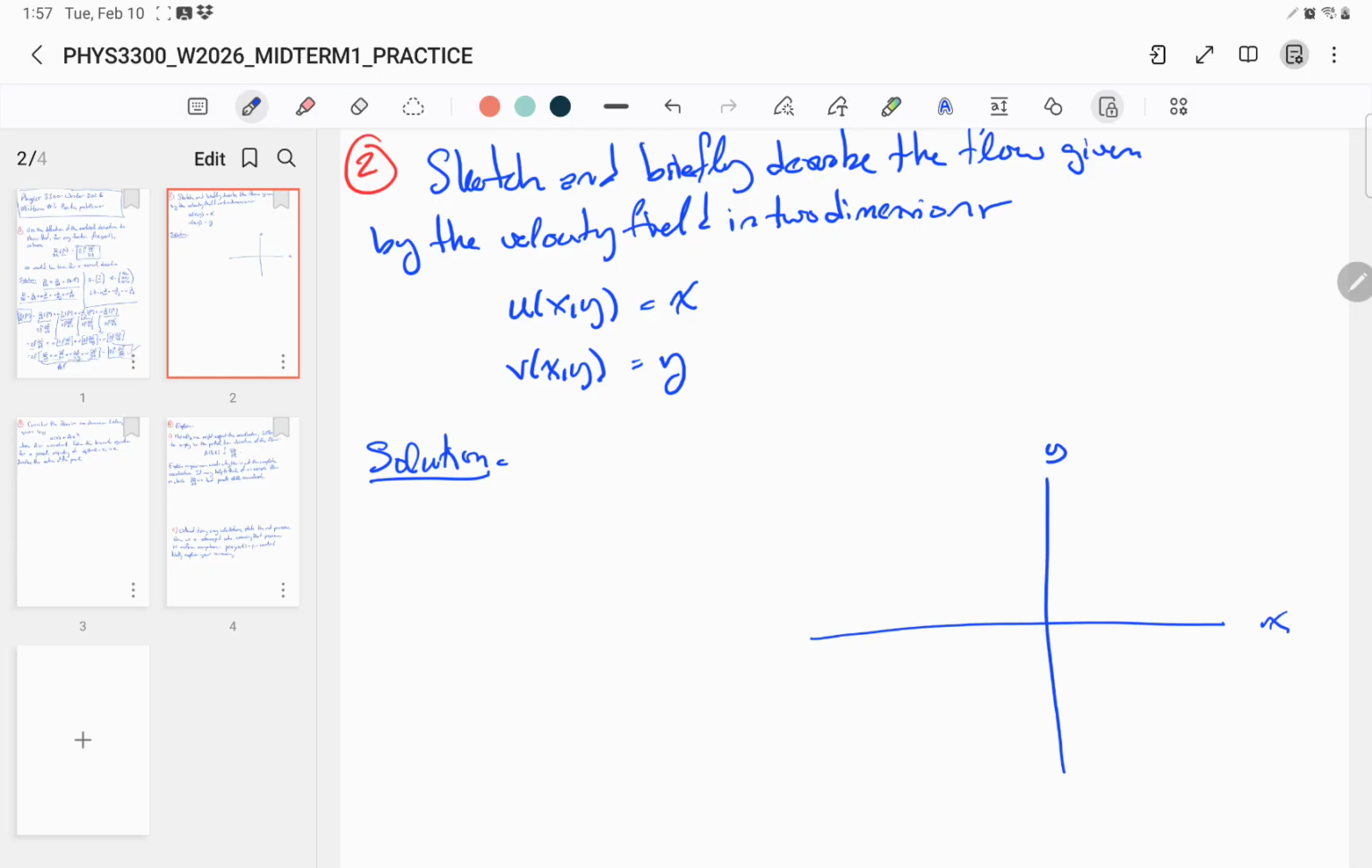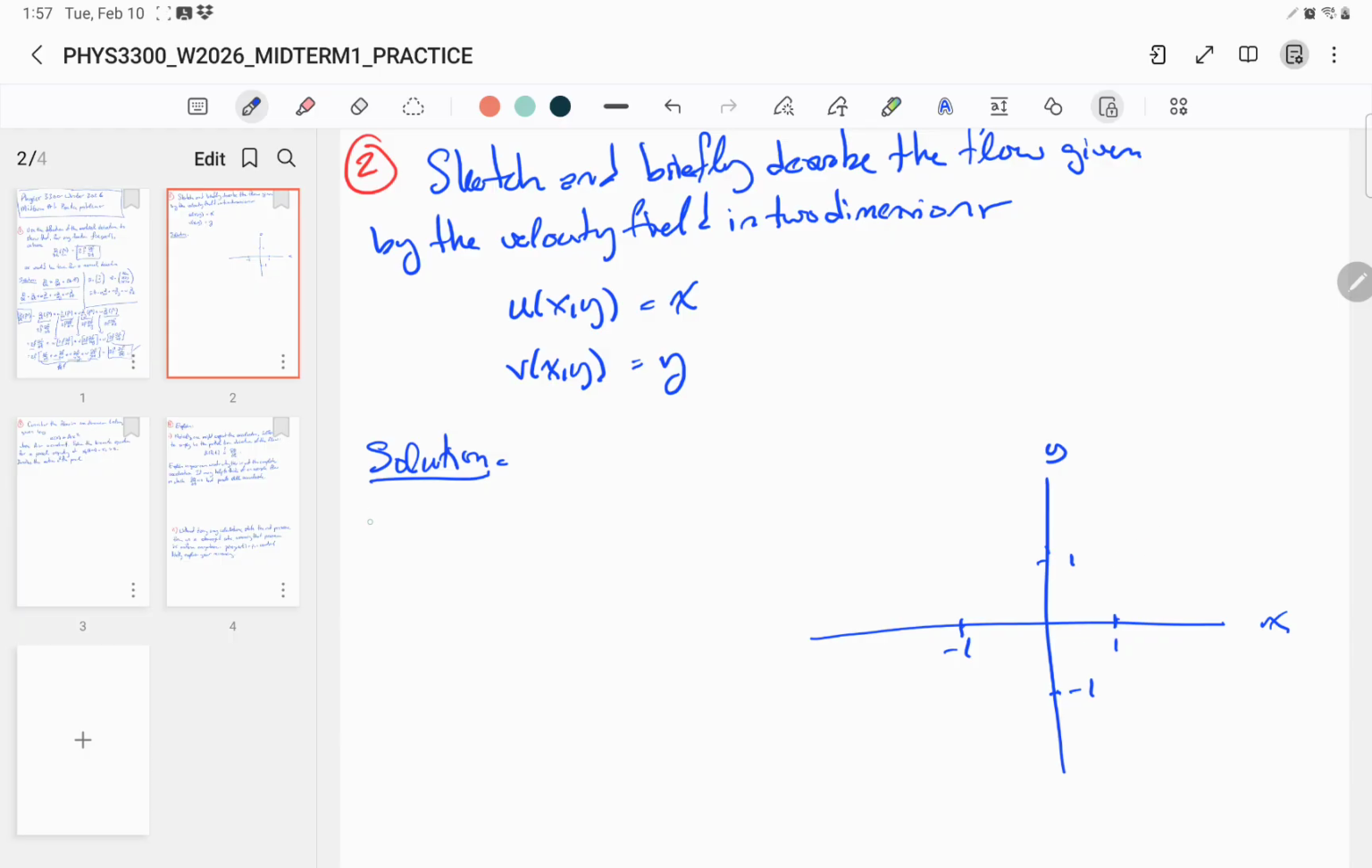And when we want to sketch a vector field, until you've done a lot of these and you're very familiar with it, the easiest way is just to pick some points in the plane and draw in the vectors at those points. And you can do whatever you want, but it's usually sensible to pick points circulating around the center. And so I'm going to pick the 4 points here at (1, 0), (0, 1), (-1, 0), and (0, -1).